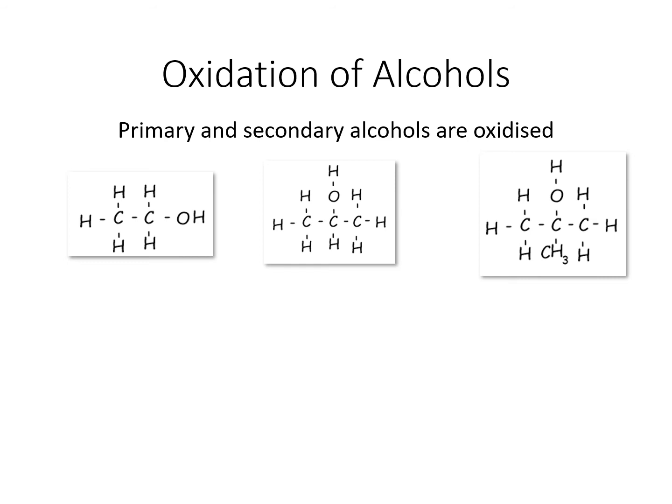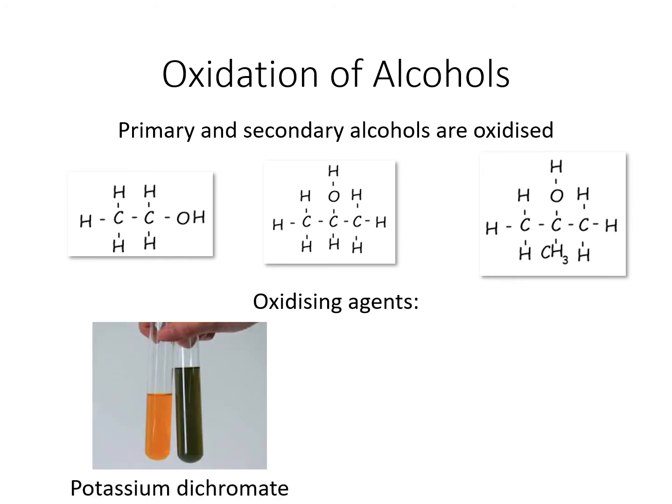So I'm hoping you got from that video that primary and secondary alcohols are oxidized and tertiary alcohols are not oxidized at all. The oxidizing agent that was used in that video was acidified potassium dichromate. Acidified means it's got H+ ions in there as well to help the reaction.